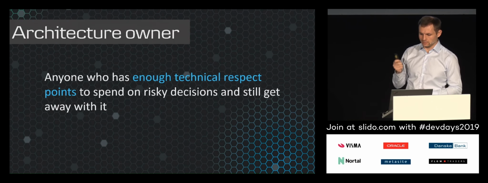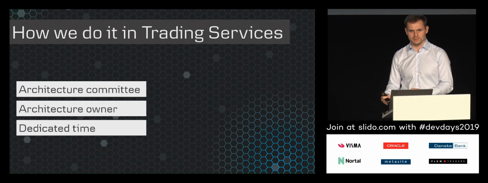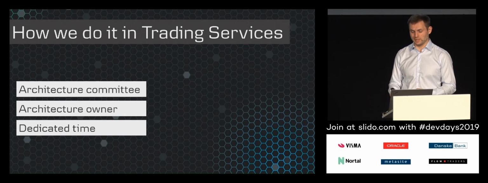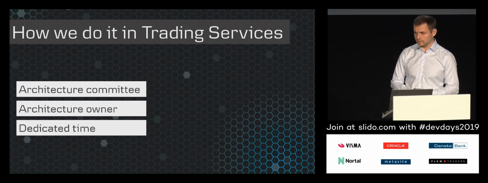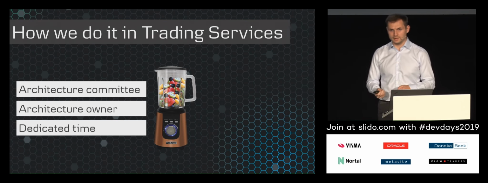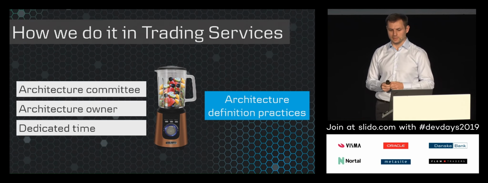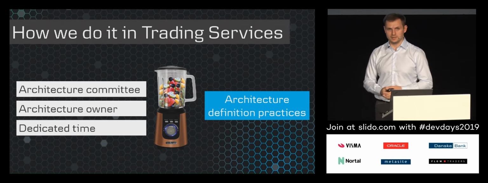And the last one is the third again. It's the time. Usually we create features, we help business achieve their goals, but architecture is something that always gets called important, but not urgent. And it gets down-prioritized from time to time or often. This was a constant battle for us. So we added that into the mixer, and then we got something we call architecture definition practices. And now let's see what those practices are for us.